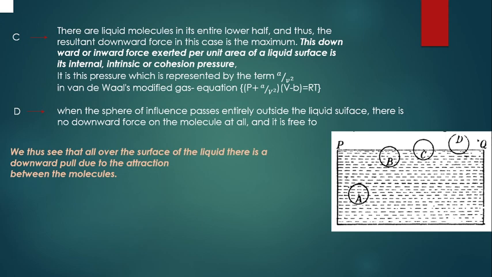So while considering the molecules at different positions, we thus see that all over the surface of a liquid there is a downward pull due to attraction between the molecules. All over the surface there is a downward force, and by this downward force the free surface acts like a stretched membrane, and that is called surface tension. And here comes the end of the molecular theory of surface tension. I hope you all understand this.